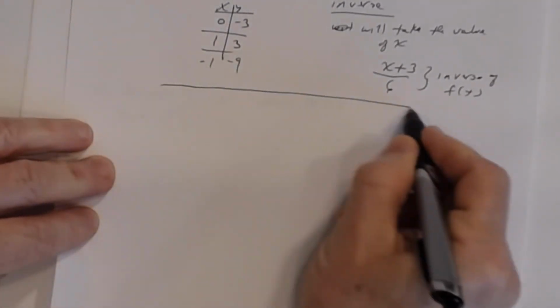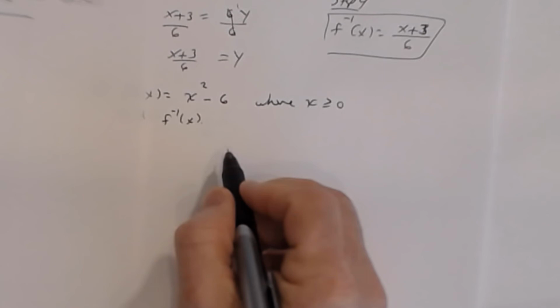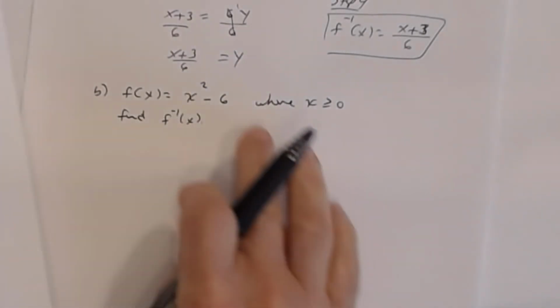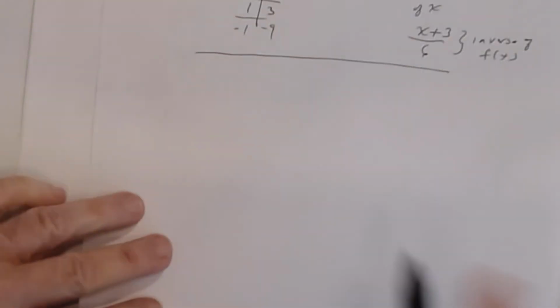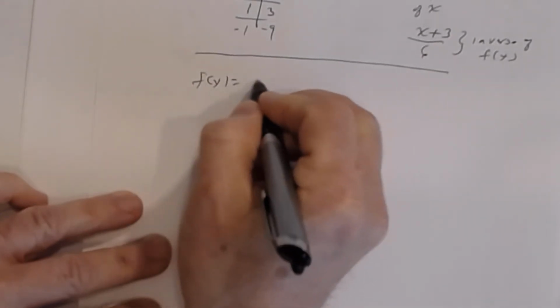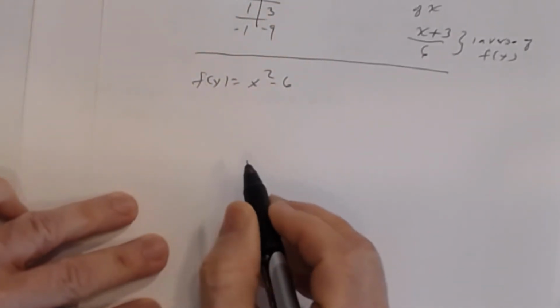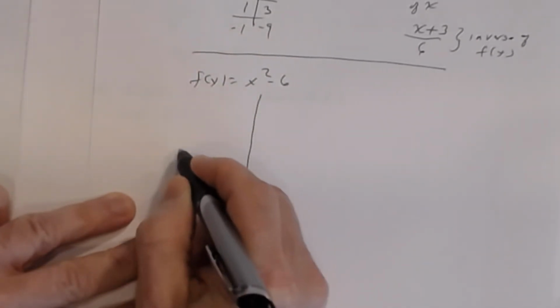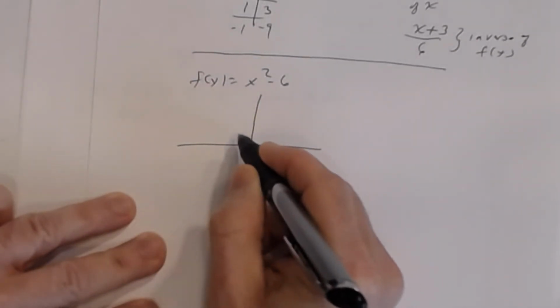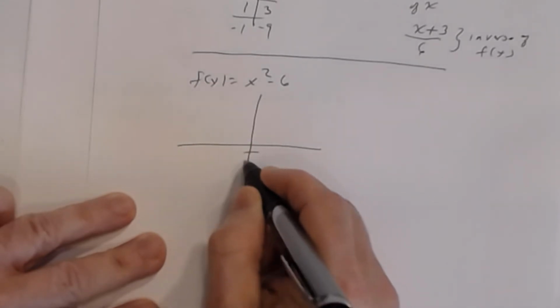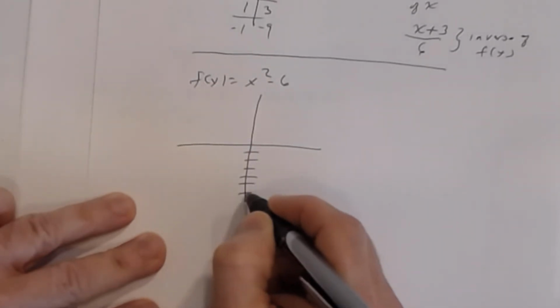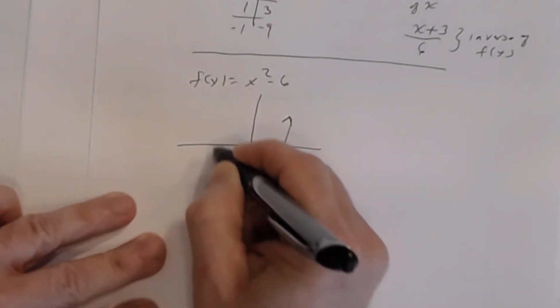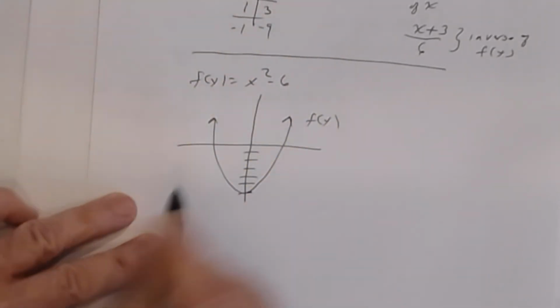I am going to draw a rough sketch of this function right here. f of x equals x squared minus 6. Now, using transformations in your mind, you know what this looks like. You can take x squared and shift it down 6: 1, 2, 3, 4, 5, 6. So it looks like this. So you see, this is f of x.